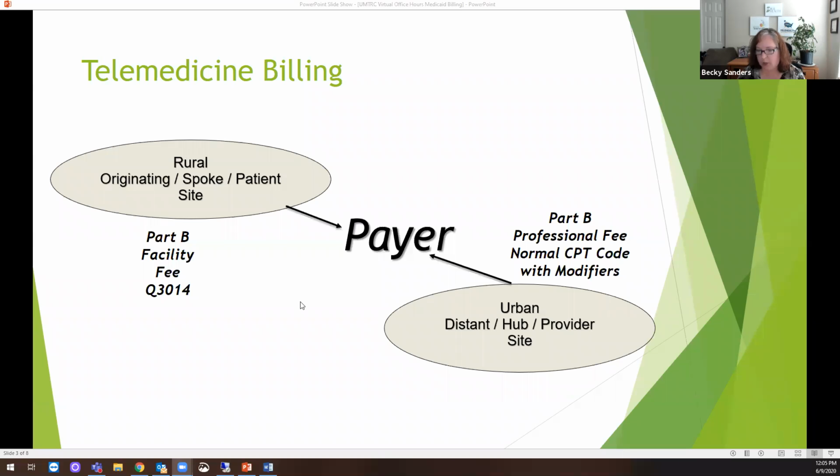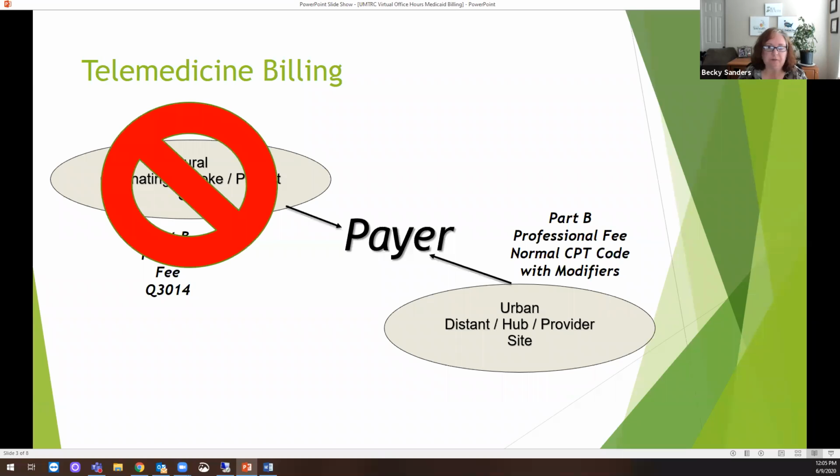Now, with the advent of COVID-19, the actual person receiving those services could be at home. We have got somebody who is not muted. There we go. I think we got it.